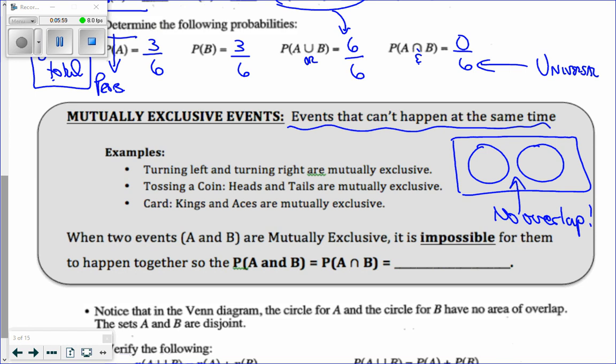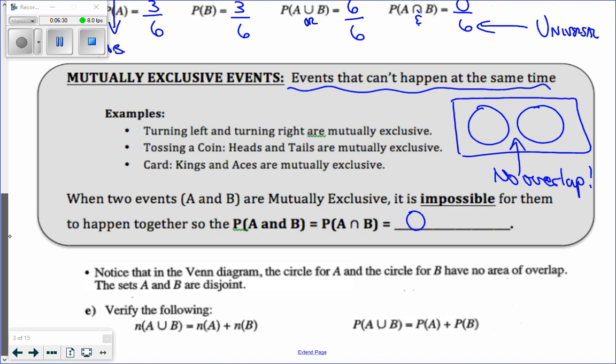So it says when you toss a coin, you can't get a head and a tail at the same time. If I give you a deck of cards, you can't pull a king and an ace at the same time. Okay? So when two events A and B are mutually exclusive, it is impossible for them to happen together. So the probability of A and B is 0. So again, no overlap. Okay, we're not going to worry about verifying. That's pointless.